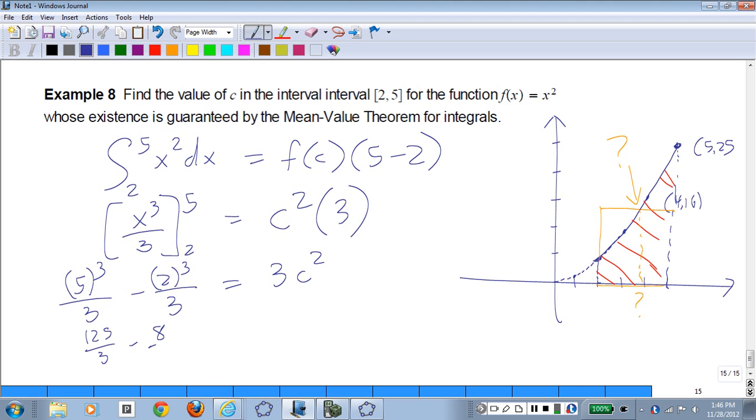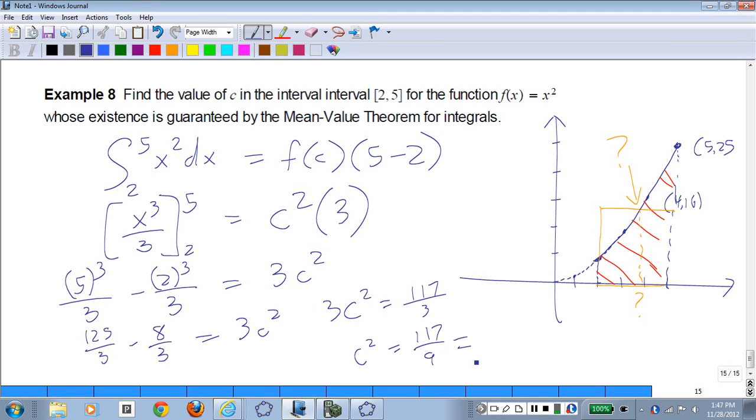125 minus 8 equals 3c squared. 125 minus 8, 117 maybe? So I want to say, is that right? 117. C squared equals 117 ninths. If I divide both sides by 3, maybe 3c squared is 117 thirds. C squared equals 117 ninths.